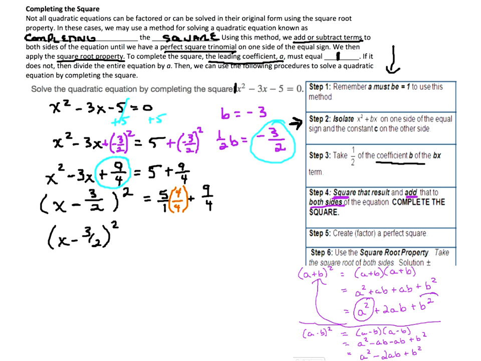So on this side, I've got x minus 3 halves squared, and that equals 20/4 plus 9/4. So x minus 3 halves squared equals 29/4. Now I've got my squared term isolated. I've got my fraction-y math done, so I'm ready to take the square root of both sides.